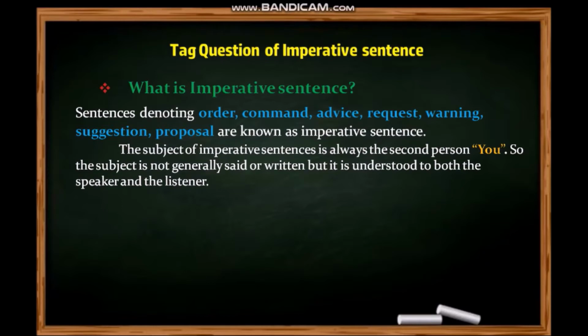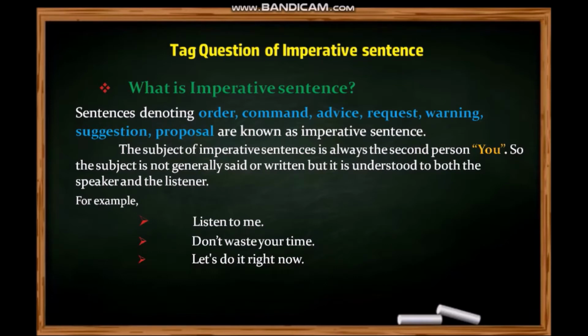The subject of imperative sentences is always the second person, you. So the subject is not generally said or written, but it is understood by both the speaker and the listener. For example: listen to me, don't waste your time, let's do it right now. You can see all the sentences start with the verb and there is no subject. But we know there is a silent you in front of every sentence, and we don't usually write it. That silent you works as the subject.